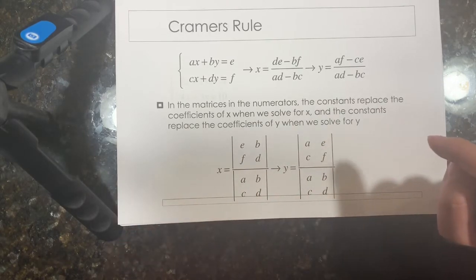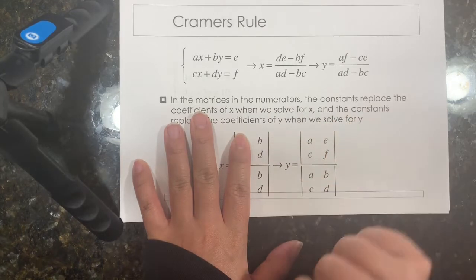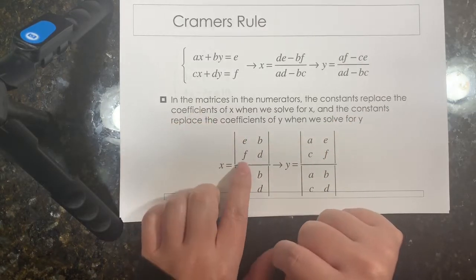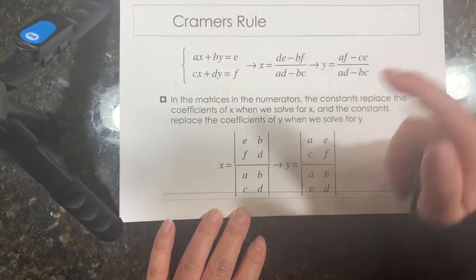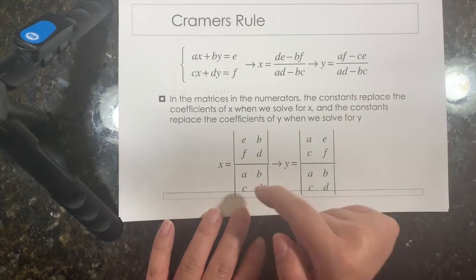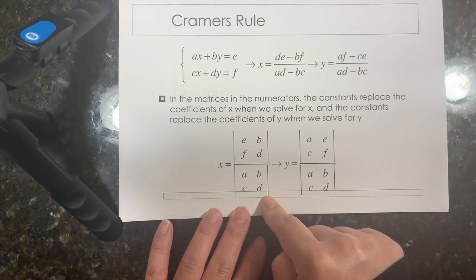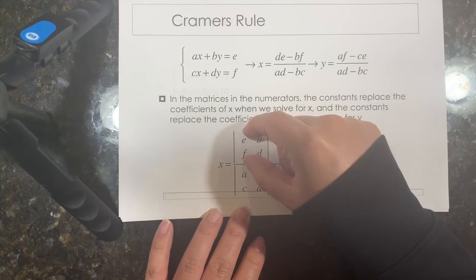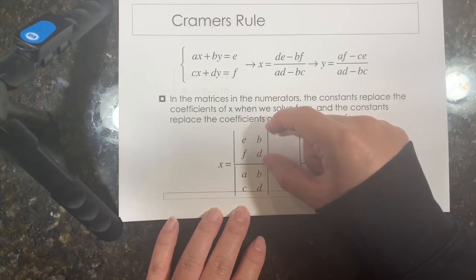Now, if I'm solving for x, the y column is going to stay the same, so it should be B, D. But the x column is going to change to what the equation is equal to, so in this case, it's E, F. So this is your x column, this is your y. If you're solving for x, the numerator's x column changes to what the equation is equal to. The y column stays the same.